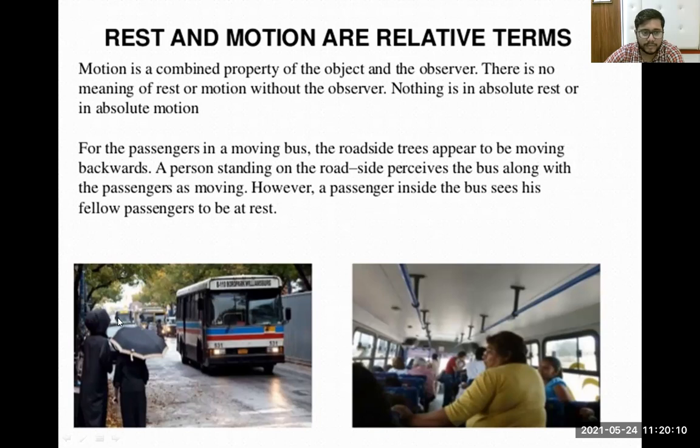But relative to some other person standing outside this bus, this fat man is in motion. Therefore, you can say rest and motion both are relative to each other.